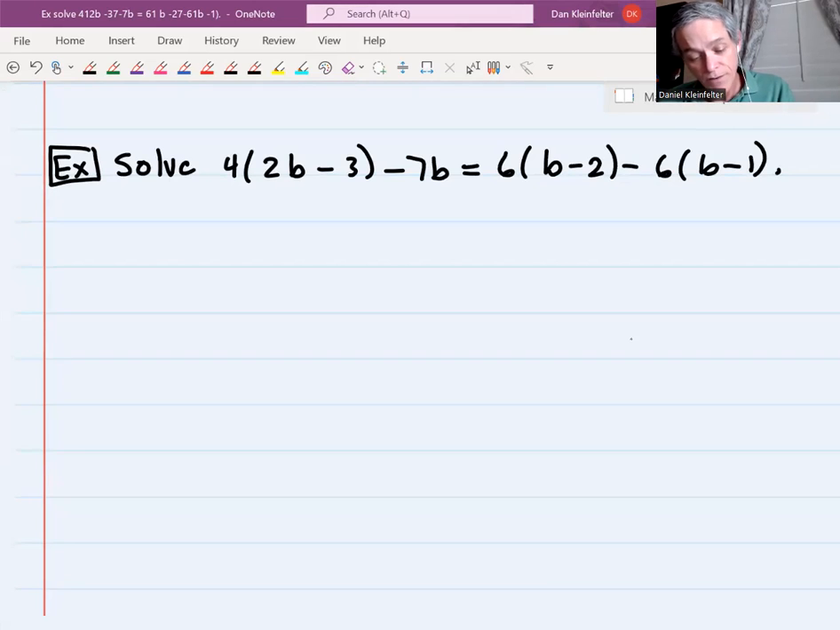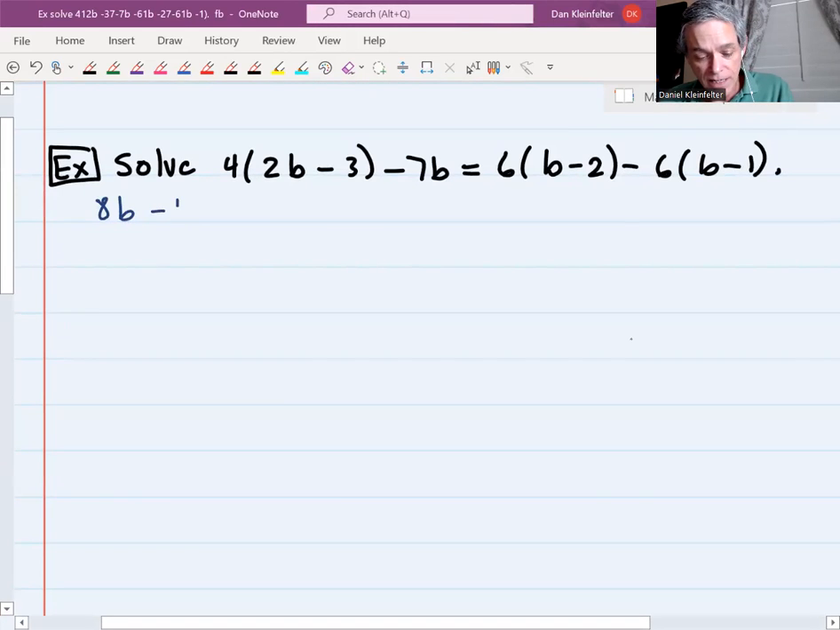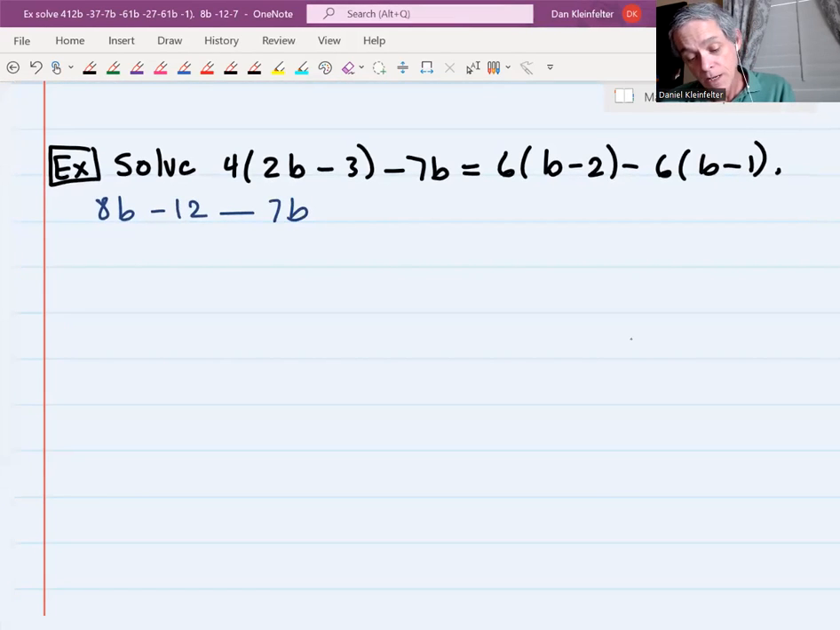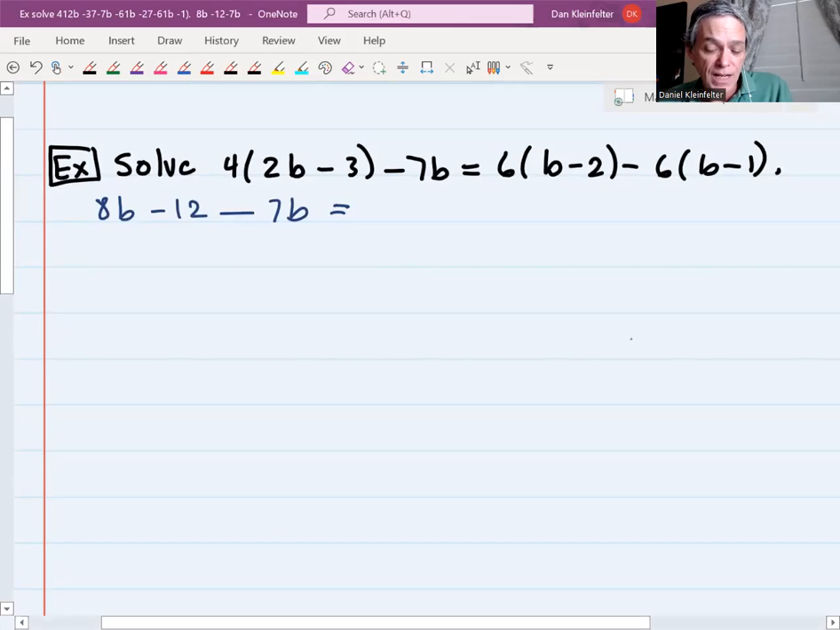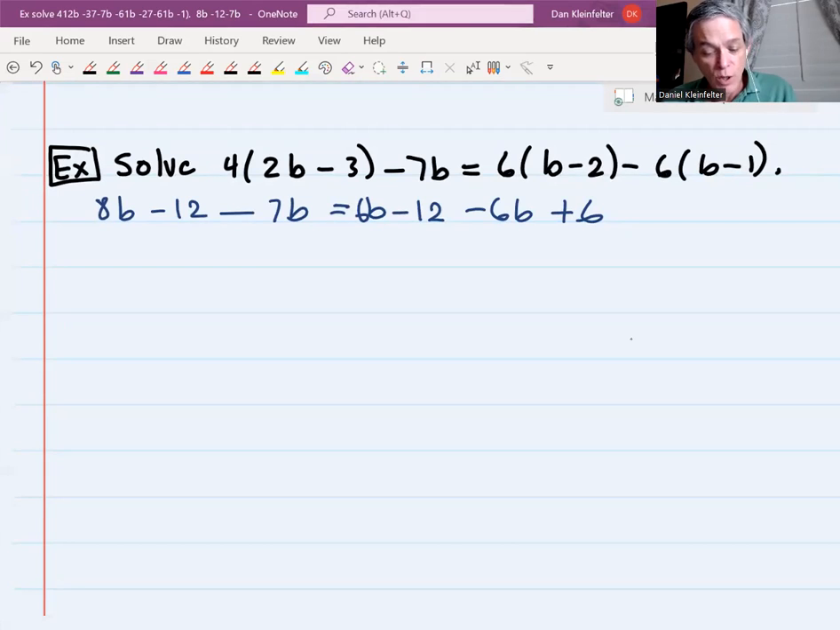So let me distribute. 4 times 2b is 8b. 4 times negative 3 will be negative 12. In the back, we have minus 7b. Okay, here's where my equal sign is gone. Then we have on the right side 6b minus 12, and then minus 6b plus 6. Okay, so you want to be really careful with that. Double negatives in there. Okay, simplifying each side separately. I'm not going to be adding things to both sides at this point. I need to clean up both sides as much as I can first.